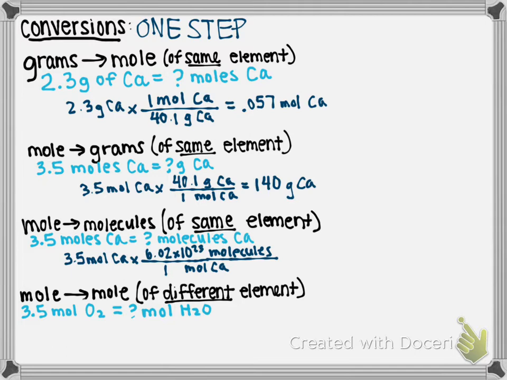So it's just one step. You would go 3.5 times 6.02 E23 divided by 1. And you want 2 sig figs, so the answer would be 2.1 E24, which is 2.1 times 10 to the 24th power. And the unit is molecules of Ca.